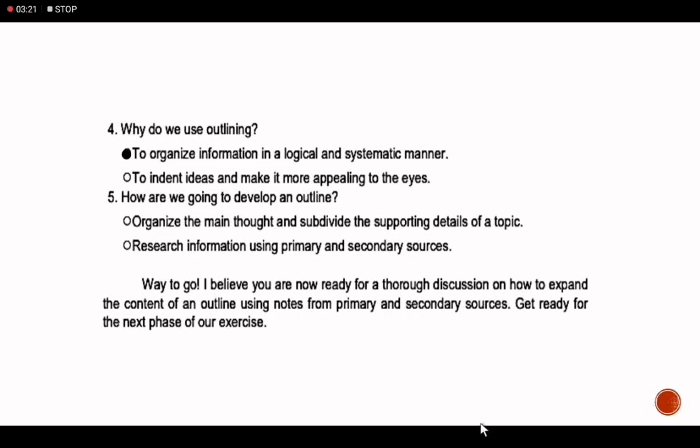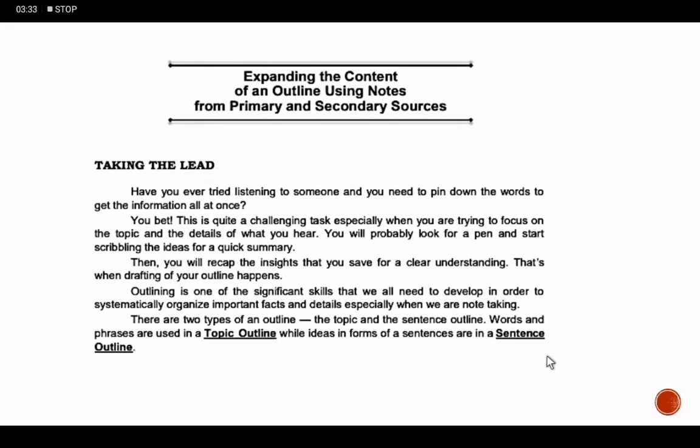Number 5, how are we going to develop an outline? Research information using primary and secondary sources. So now, let's get ready for the next phase of our exercise. It's expanding the content of an outline using notes from primary and secondary sources. We know now what is an outline and what primary and secondary sources are. But let's dig deeper.